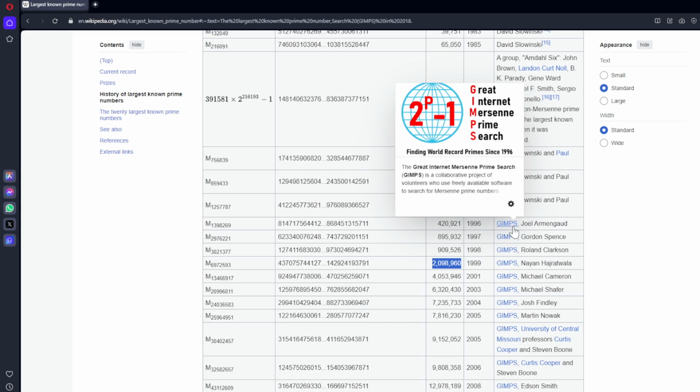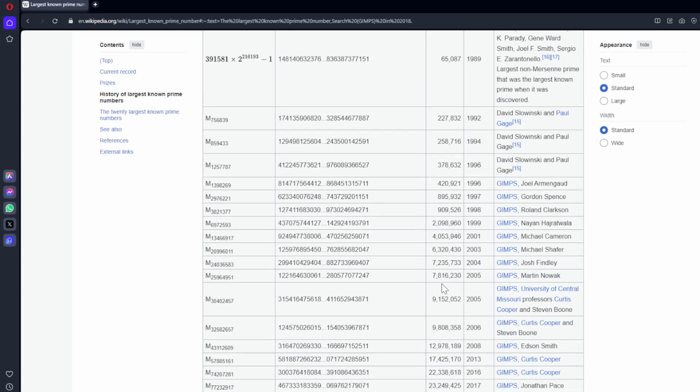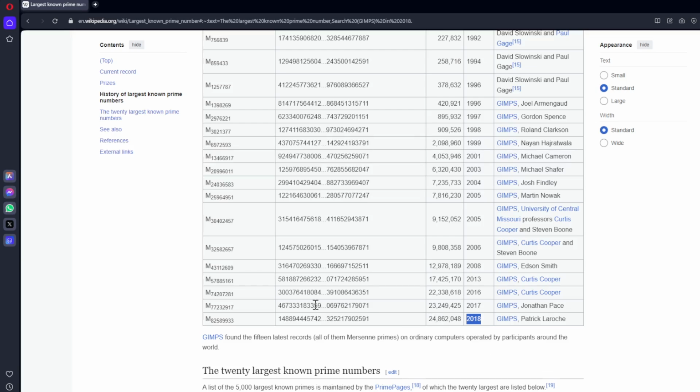Great Internet Mersenne Prime Search is a collective group of prime researchers, breaking it to an extent that shouldn't be. They started in 1996, and the last known discovery was in 2018 with this number right here with 24 million digits.